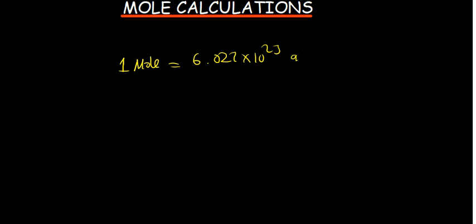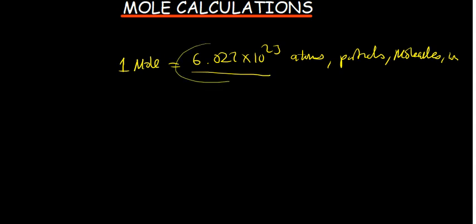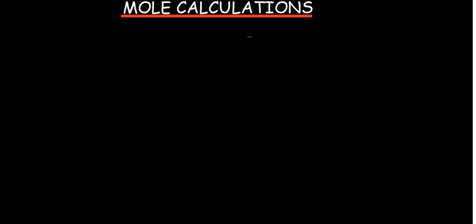It can be atoms, particles, molecules, or ions. For example, one mole of glucose has got 6.02 times 10 to the power 23 ions, or particles, or molecules. One mole of carbon dioxide has got the same number, 6.02 times 10 to the power 23. One mole of, let's say, aluminium is also going to contain the same number. So as long as we are talking about one mole, it always has the same number of particles or molecules.